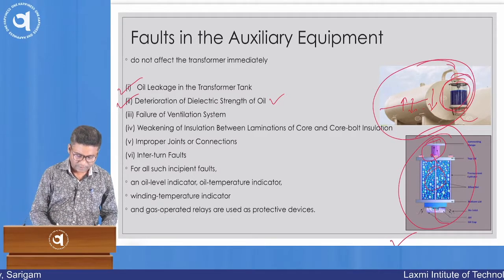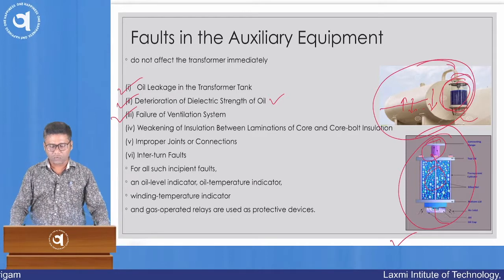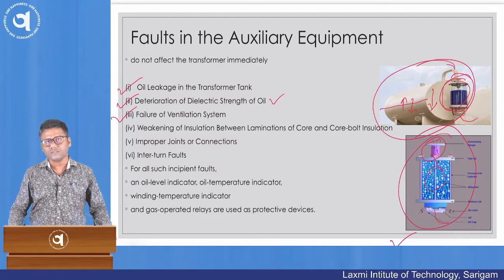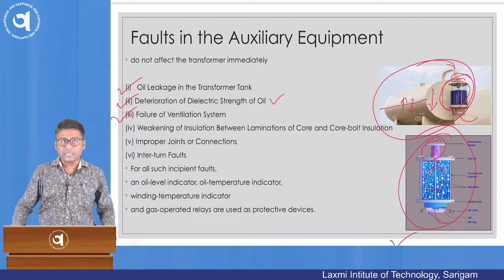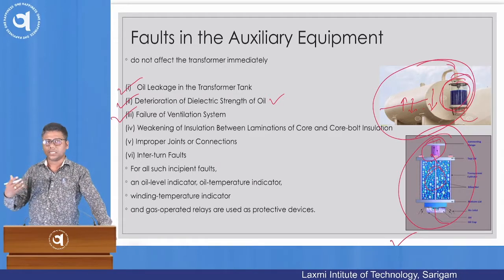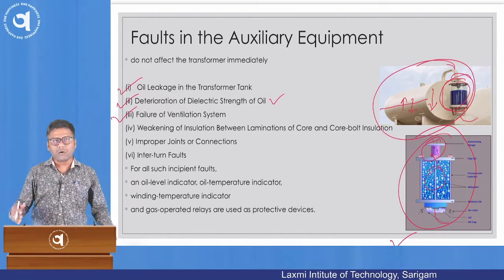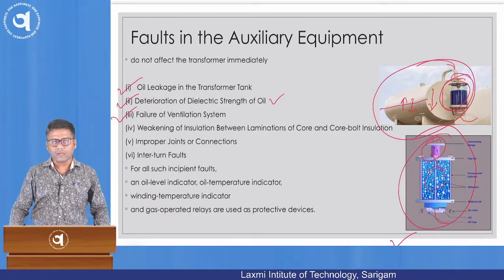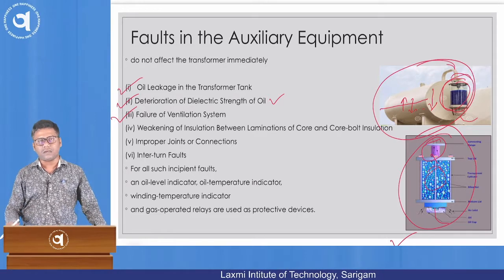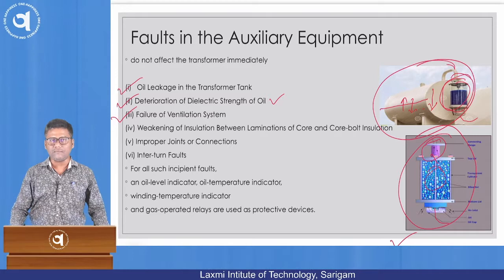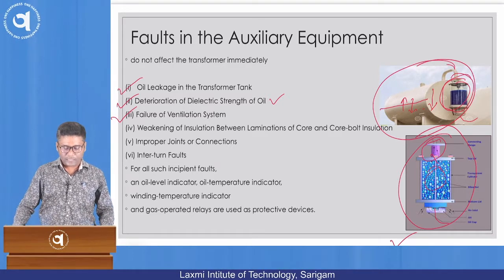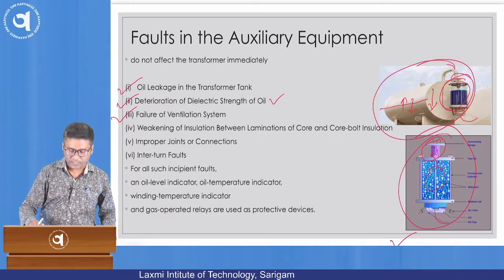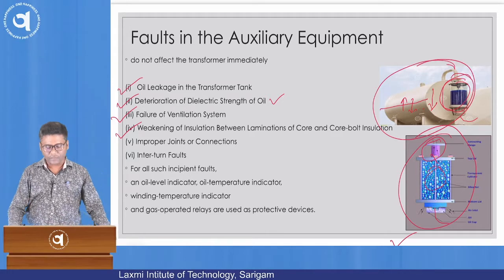Now, the third is the failure of the ventilation system. Many times the cooling system of the transformer fails, and in that case the windings are more heated up, and the heating of the winding will deteriorate the insulation of the winding and the overall transformer performance, and later on that converts into an interturn fault, or it may be a fault between the HV and LV windings. So this kind of failure in the ventilation system has to be detected as early as possible, and in that case inspection is required.